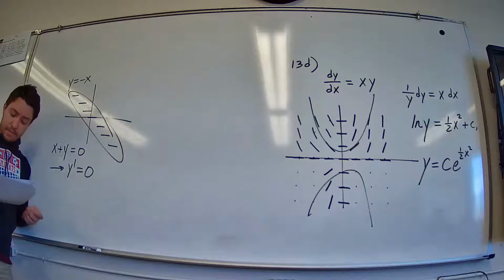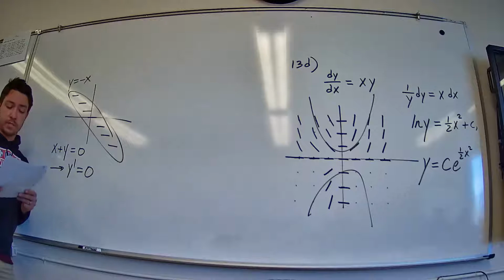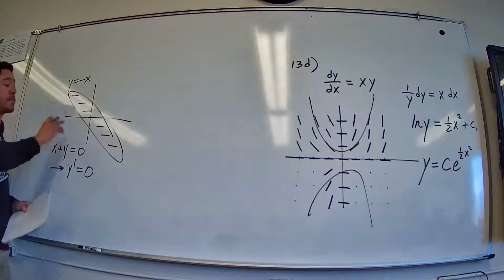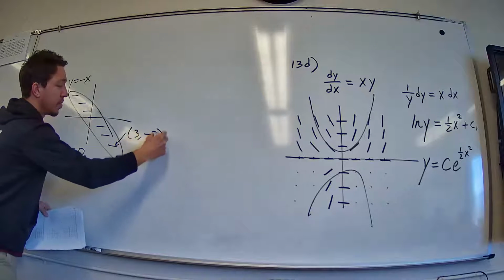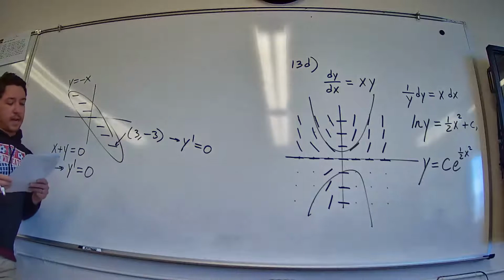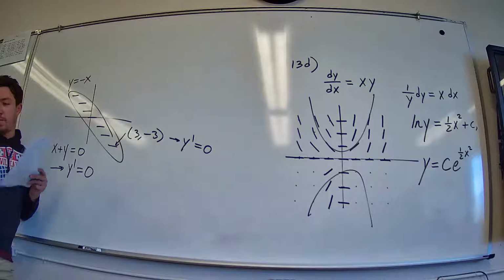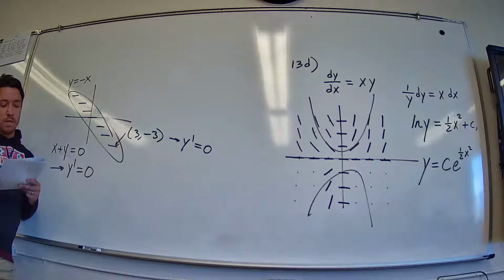Okay. Let's rule a couple out then. Look at the differential equations. If it helps, pick an actual point: the point 3, negative 3 gives us a y prime of 0. If you plug 3 and negative 3 into differential equation A, does it say y prime is 0? No, so A is wrong.